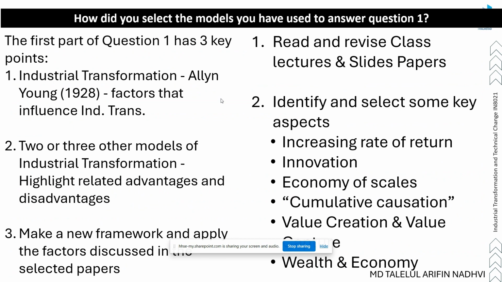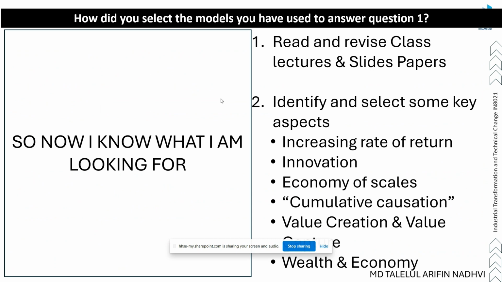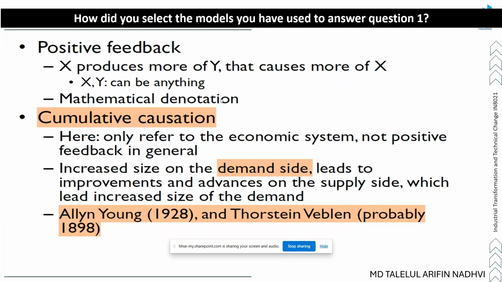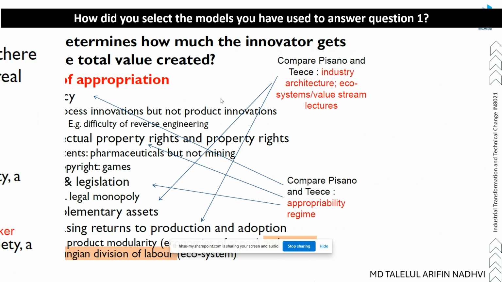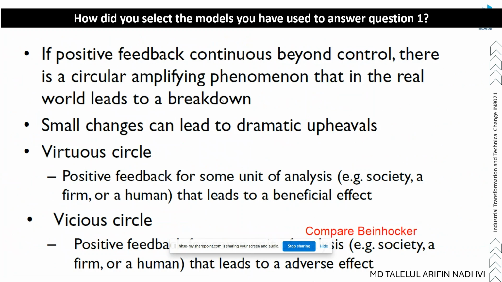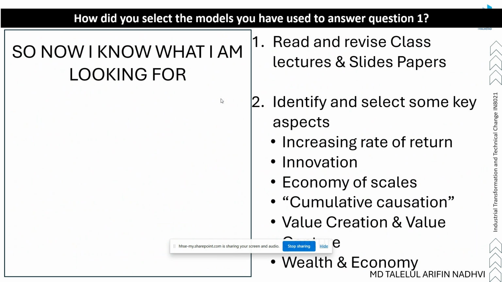transformation. From my class lecture and the papers submitted in Blackboard, I have read carefully and found out some papers. It was not difficult because I know what I'm looking for when I'm reading the slides. In the slides, it is mentioned at different times. It gives many different hints, like Veblen in 1898, like Pisano and Teece, discussing value creation and intellectual property rights and others, and also comparing with Bain Hooker when talking about the vicious circle of cumulative causation. So I know what I'm looking at.